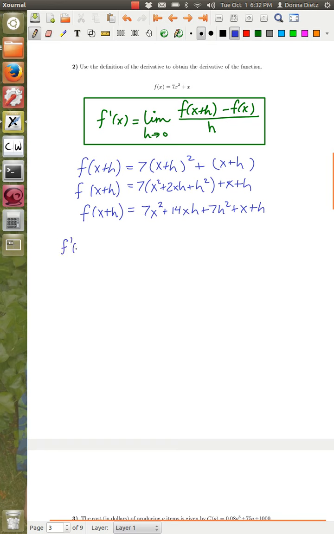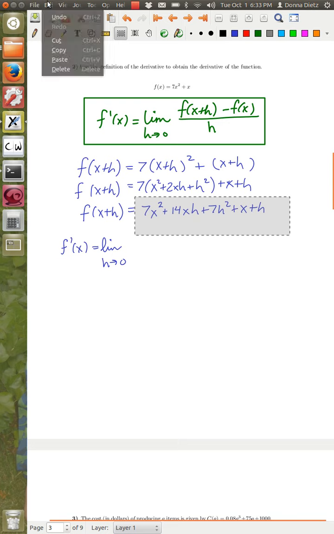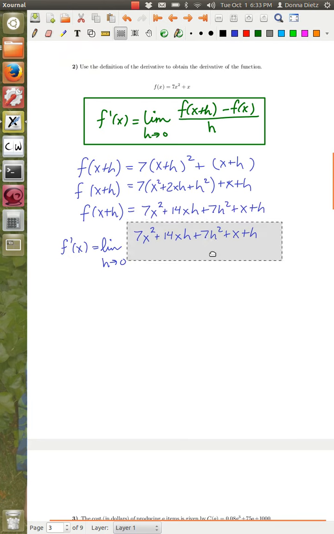So f prime of x is limit as h goes to 0. Put the same stuff right over here, but then I'm going to subtract f of x. So here's another problem students often have. When you distribute the negative, you have to remember if there's two pieces in your function, you have to subtract them both out. So that's a warning right there. Don't make that mistake if there's two pieces in your function.